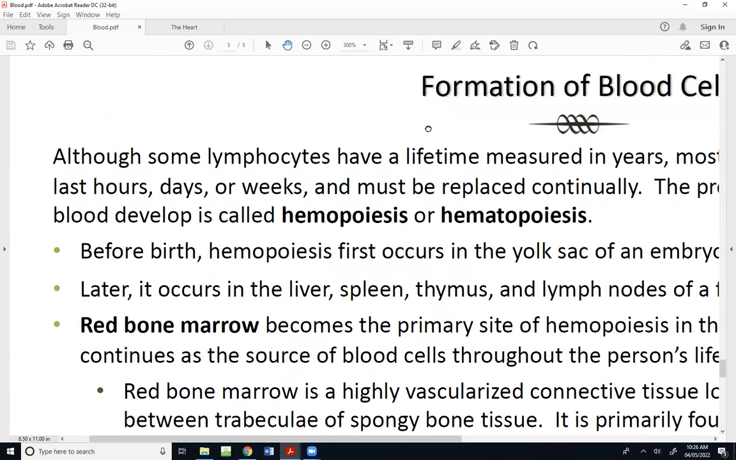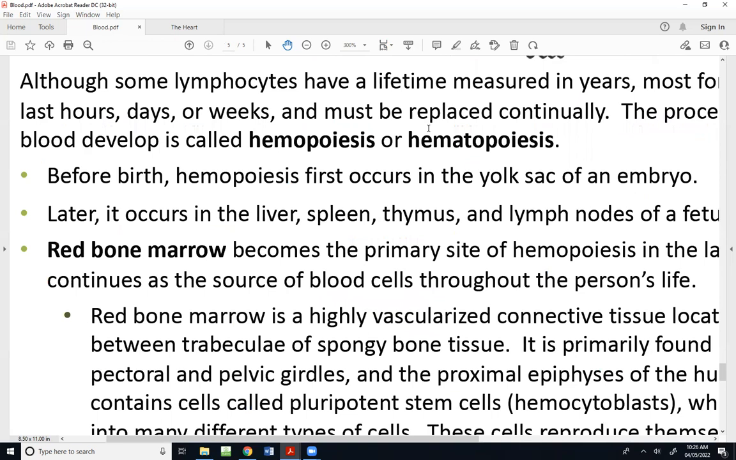Final page here, I just want to talk about how we form and where we form our various blood cells, which we've talked a little bit about before. Thinking back to when I first introduced bone marrow, we learned that there were 2 types of bone marrow, red bone marrow and yellow bone marrow. Red bone marrow is the important place of our body where we undergo the production of our blood cells.